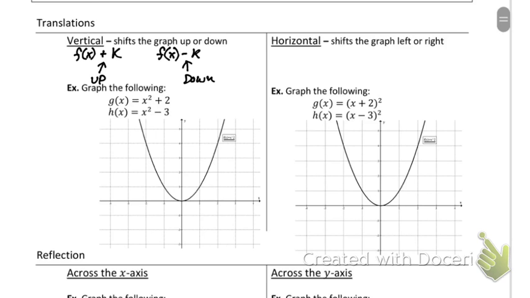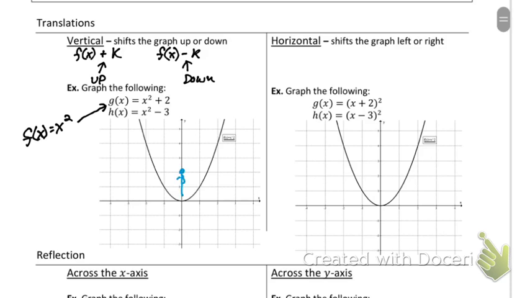So for our example down below, we're supposed to graph g of x equals x squared plus 2, and we're supposed to graph x squared minus 3. Well, our parent function is going to be x squared. So I'm talking about f of x equaling x squared is my parent function, and those two are going to be kind of the offshoots. It'll be our sibling functions. So I did graph x squared for you. Because once you know the graph of x squared, shifting it up 2 or down 3 isn't going to be that hard. So when I'm graphing g of x, I'm just going to shift all of the points up 2.